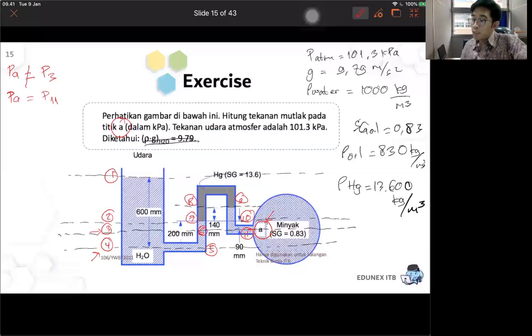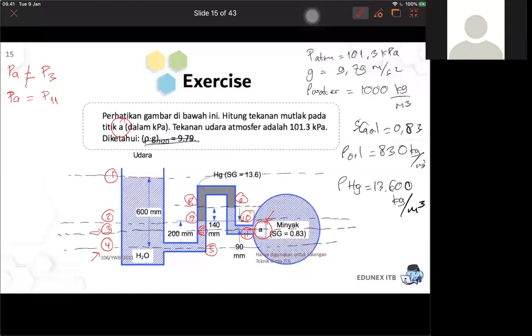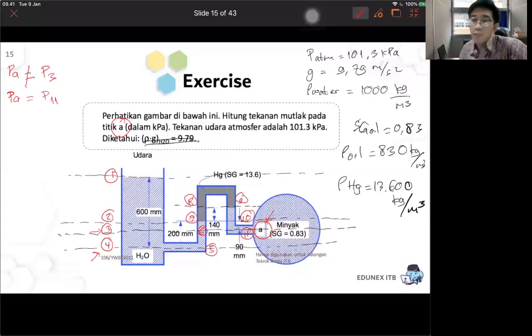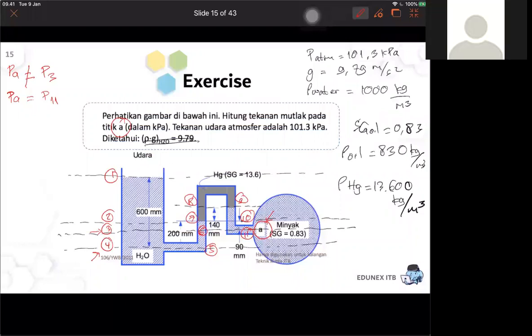Then how to calculate the pressure at point 11? From this figure, which points have the same pressure? Dari titik-titik yang ada angkanya ini, mana lagi yang punya tekanan yang sama? With point A, sir? No, not with point A. Any two points.